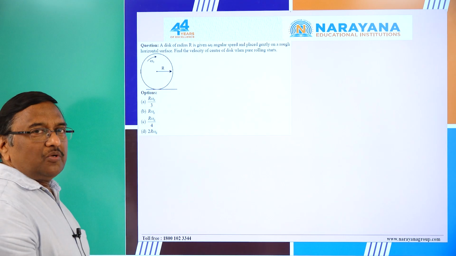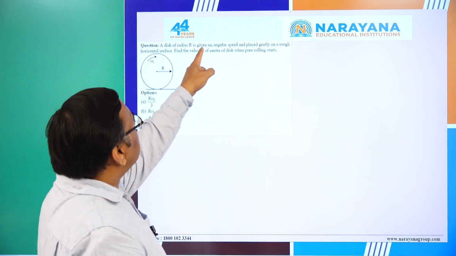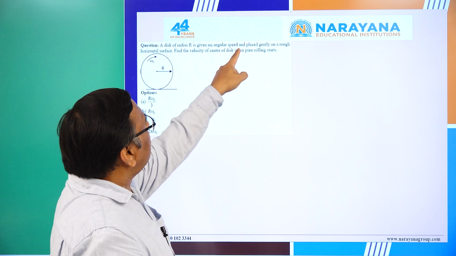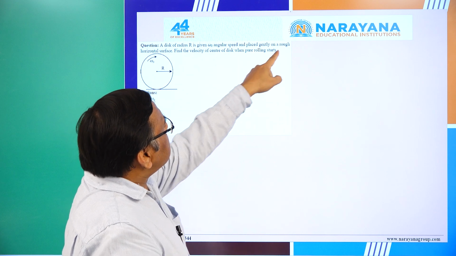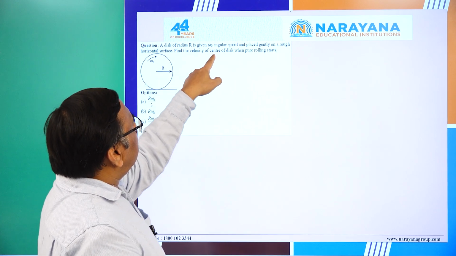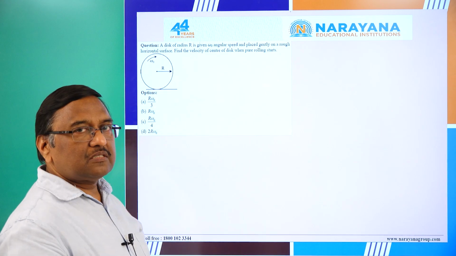This question is again from the rotational mechanics. A disk of radius r is given angular velocity omega naught, angular speed, and placed gently on the rough horizontal surface. Find the velocity of the center of disk when pure rolling starts.